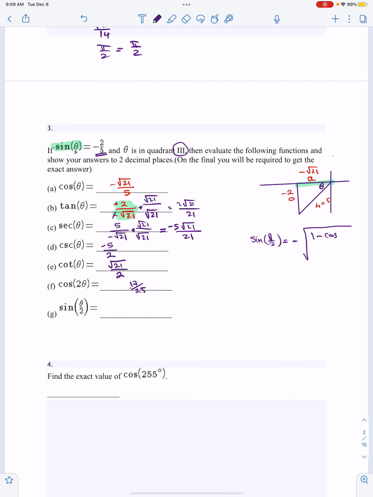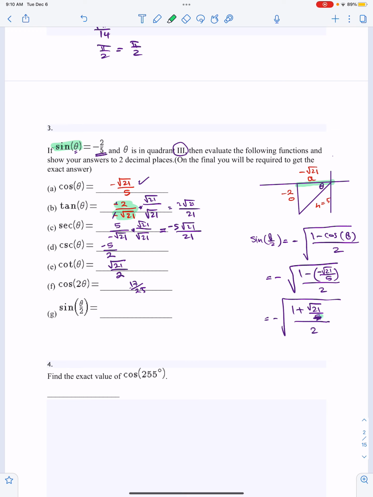1 minus cosine theta over 2. We computed cosine theta previously in the first step, so we're going to use that. So it's negative square root of 1 minus negative square root of 21 over 5, all divided by 2, which is equal to negative square root of 1 plus square root of 21 over 5, divided by 2. We need to remove the denominator here.